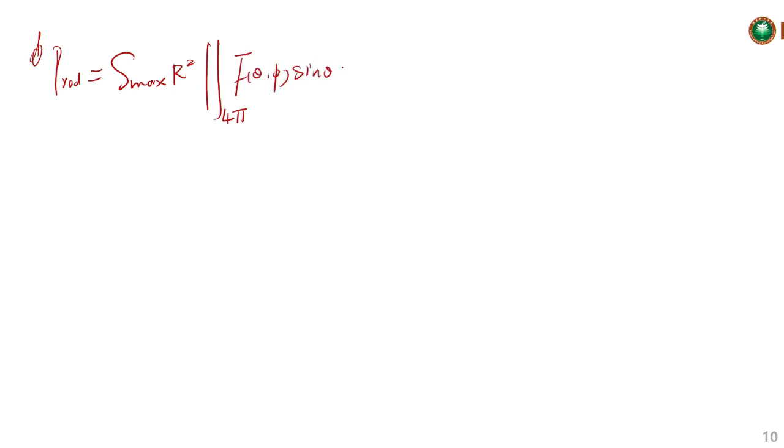So here, P_rad equals S max times R squared times the integration of F theta phi sin theta d theta d phi. This is the integration here, and we can also express it with the solid angle, like this one.